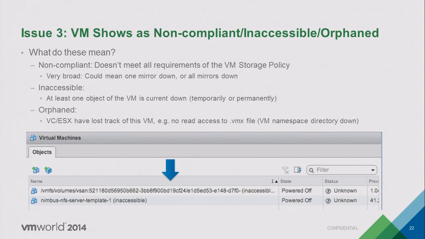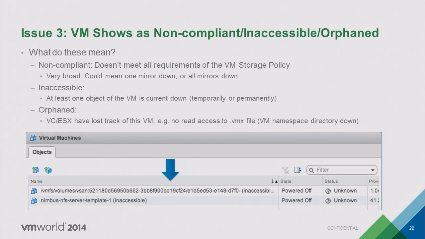That could mean anything from we are down one mirror, but we are still accessible, to we are actually down because we've suffered a severe failure, all mirrors are down and we can't access the data. Both of them could be shown as non-compliant. So the next thing that you need to look at is the inaccessible flag. If the VM is marked inaccessible, it really means we are currently down and we're dealing with an APD situation and we need to resolve that immediately.